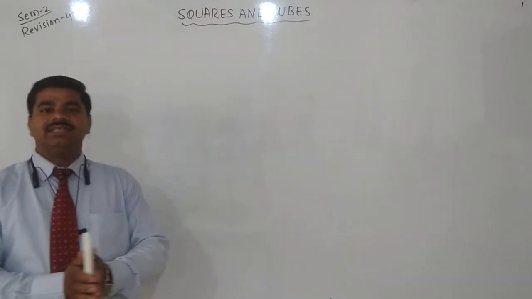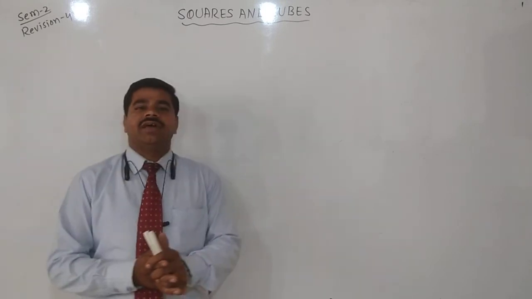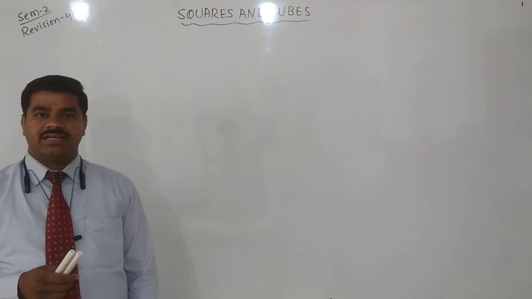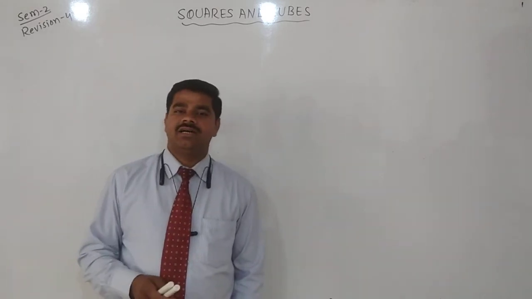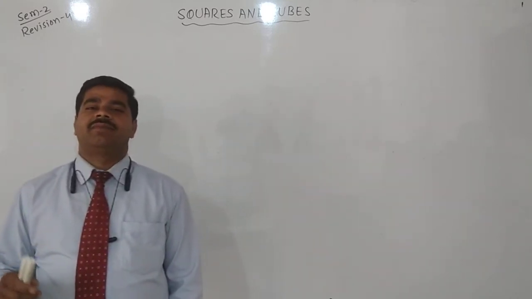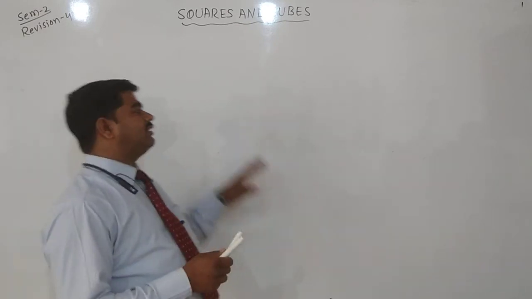We are revising our syllabus. Today we will discuss squares and cubes. We know how to obtain a square. Can anybody tell me how you will obtain the square of a number? Correct. When a number is multiplied by itself, we get a square. That only we will write.